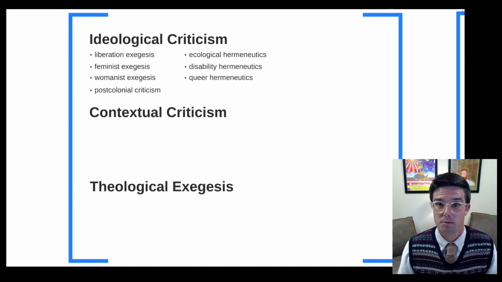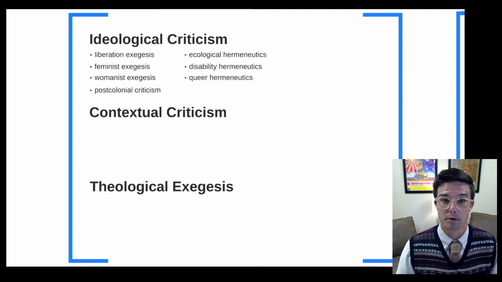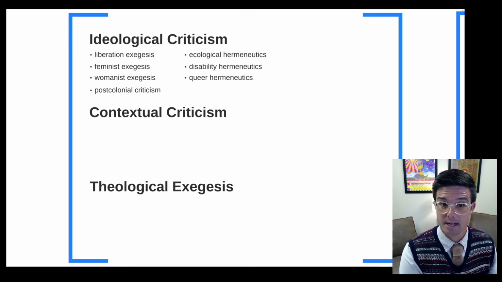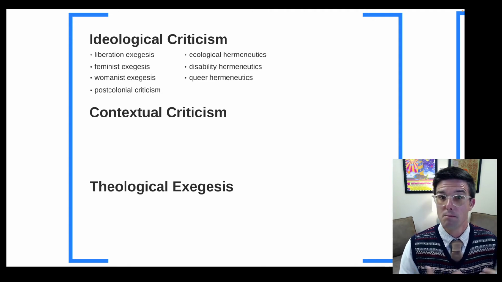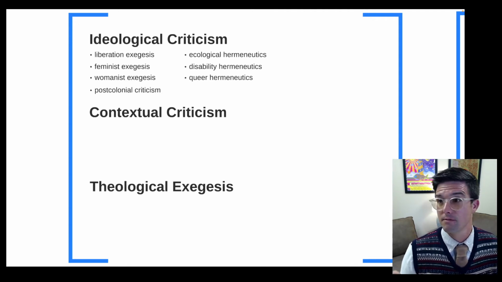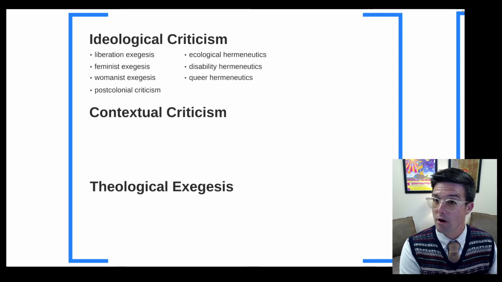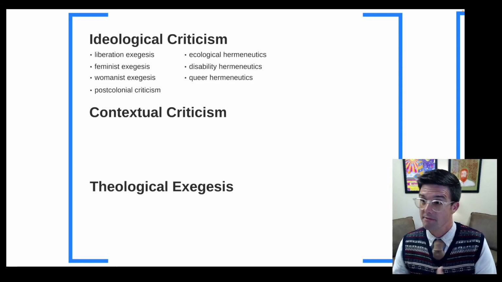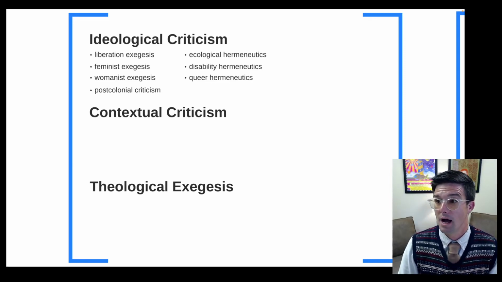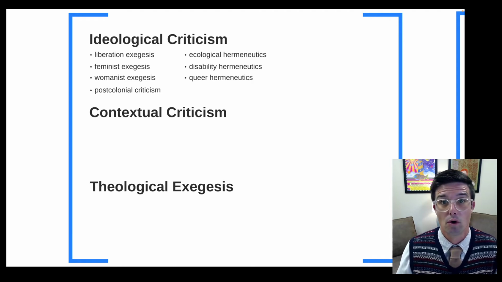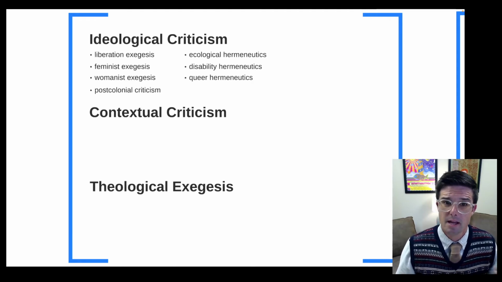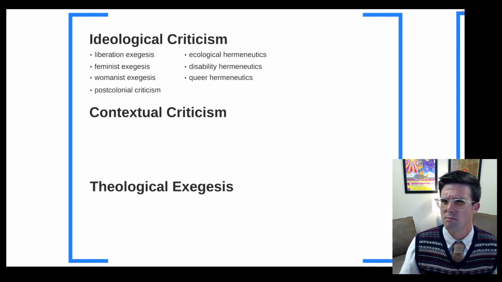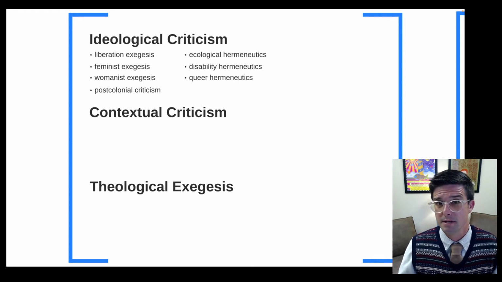Disability hermeneutics is going to think about the biblical text from the perspective of disability studies, from the perspective of persons who have certain physical or mental disabilities. How do they show up in the text? How do they get stereotyped in the text? Or how might the text be liberative for persons living today who live with particular physical or mental disabilities? The last one here is queer hermeneutics, reading the biblical text from the perspective and with the concerns of LGBTQIA persons and their communities in mind.